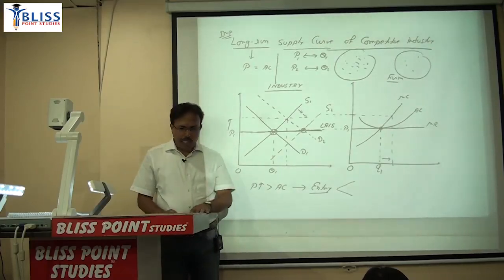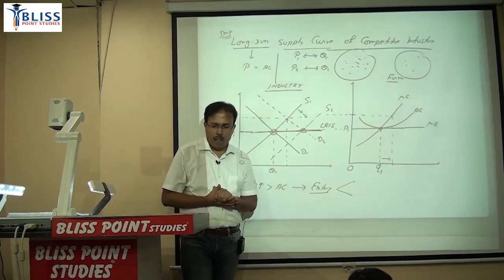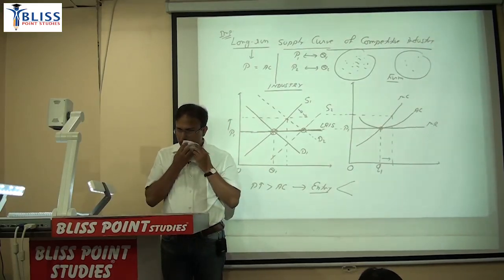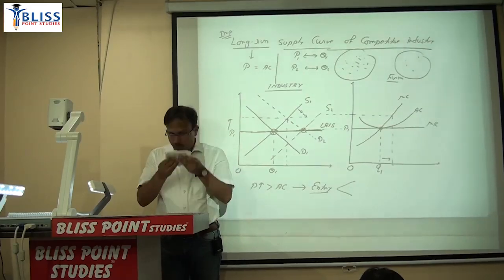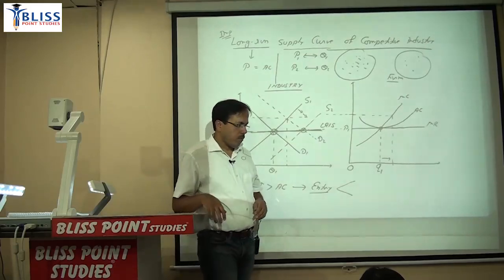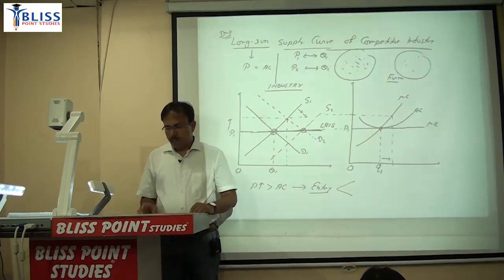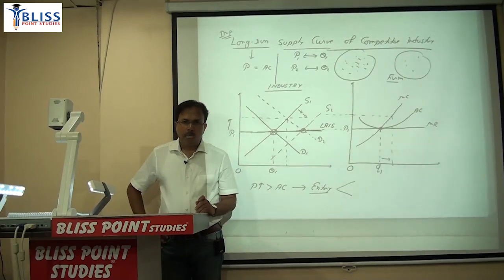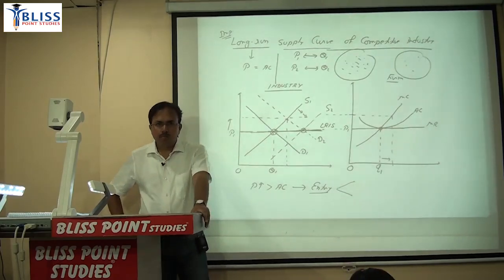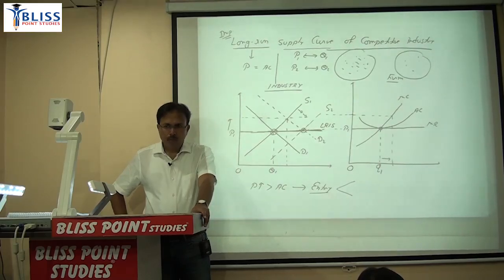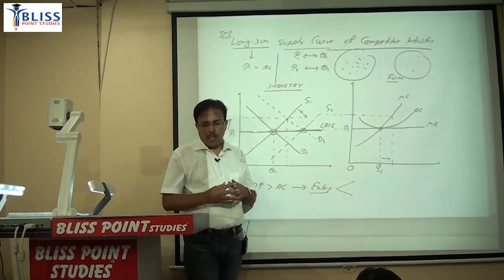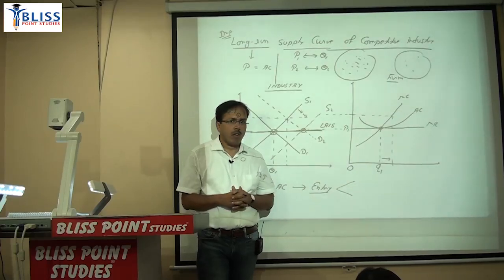Right. Long run industry supply curve. Long run industry supply curve explains the relationship between market price and quantities supplied by industry when all existing firms in market earn normal profit.